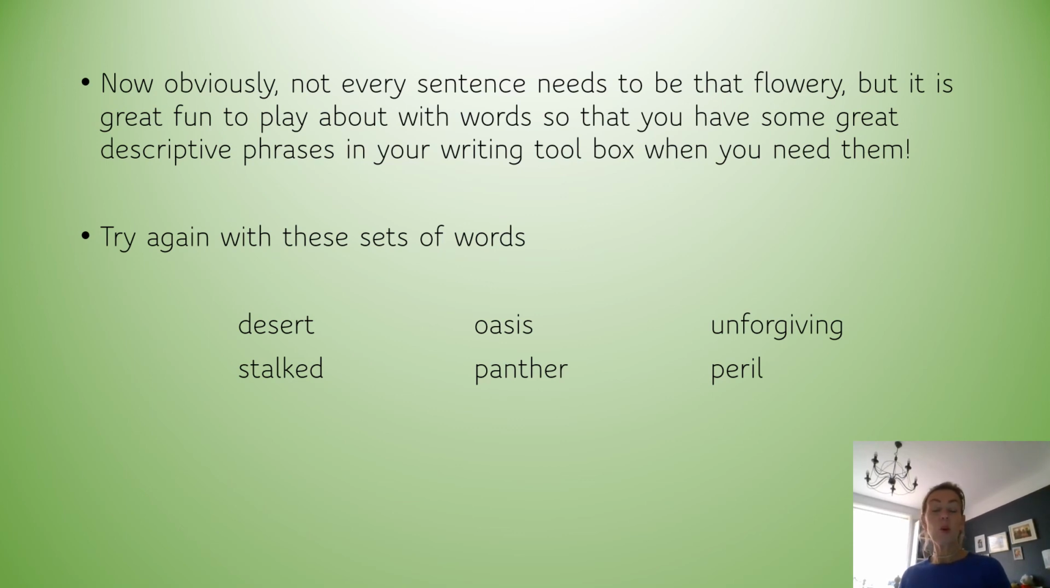And I've given you some more words here: desert, oasis, and unforgiving. If you don't know what an oasis is, it's usually a patch of water that's found in the desert in an unexpected place when everybody's dying of thirst. And I've got stalk, panther, and peril. I straight away thought of a tropical jungle there and somebody cowering in the undergrowth as the panther stalked relentlessly or stealthily by. I love doing this.